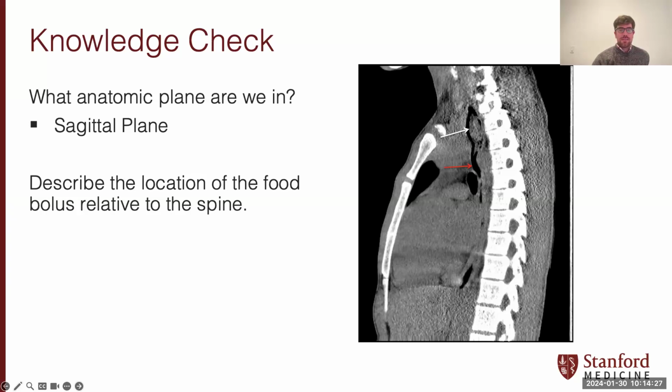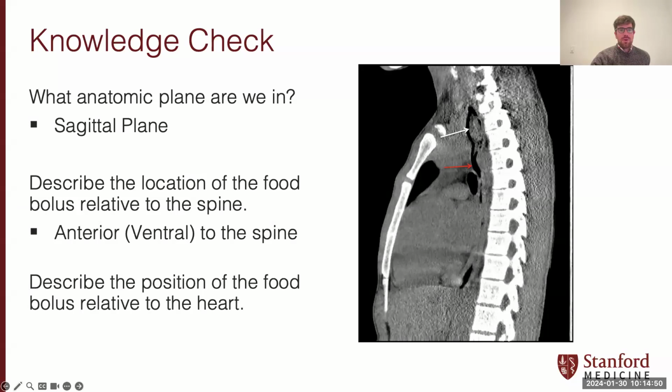Yeah, so this is really tough, right? Because remember that when you're looking at sagittal images, we don't necessarily know what's happening further from the midline or not. All we can tell is anterior and posterior. So this would be anterior or ventral to the spine.